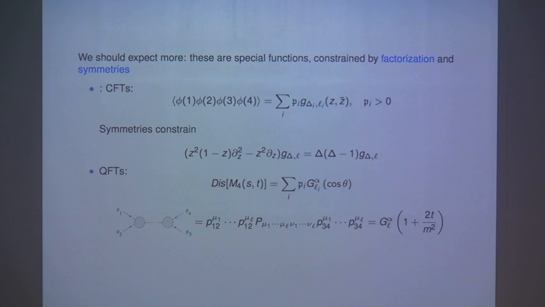And Gegenbauer polynomials are also something very special. You can interpret the definition of this polynomial as basically the scattering of four identical scalars exchanging a spin L particle. So these are special functions. So we should expect that this space, constrained by the properties of these functions, to be special. So let's begin this exploration.